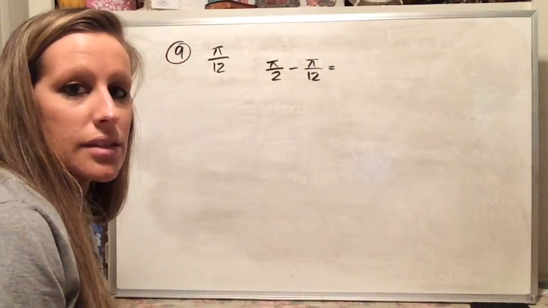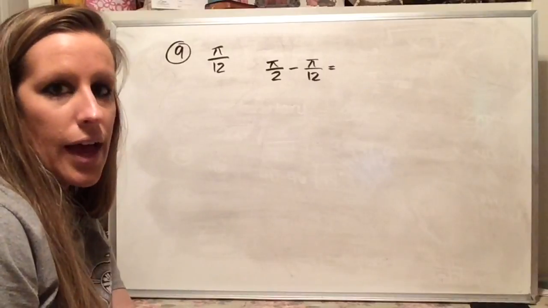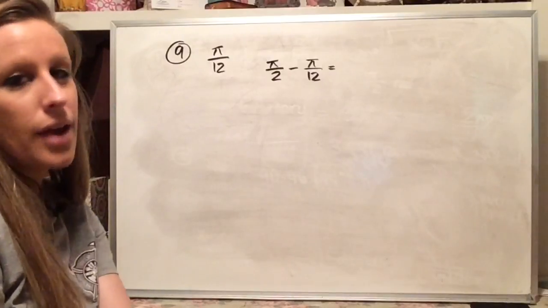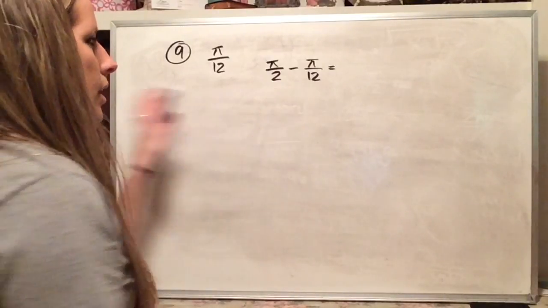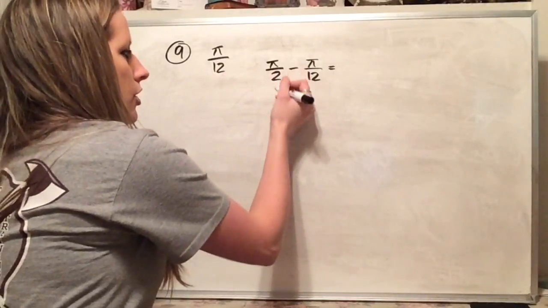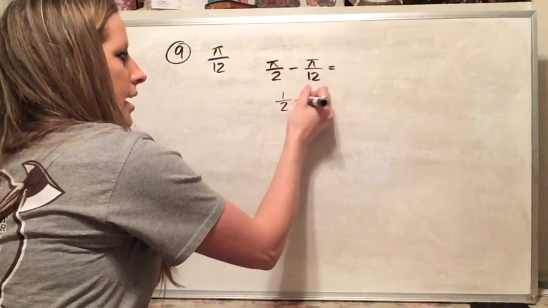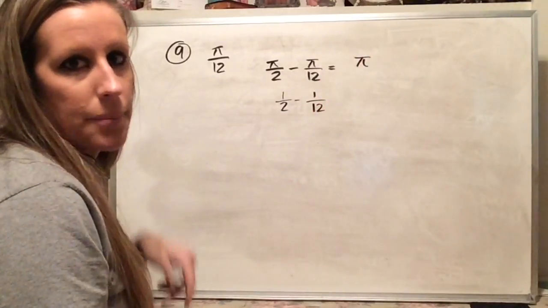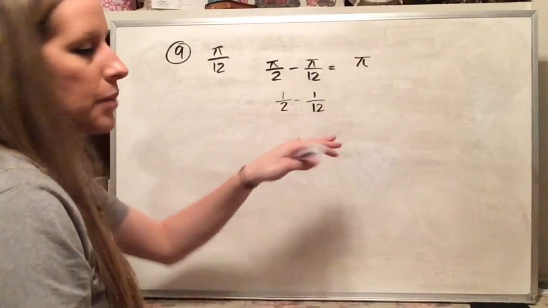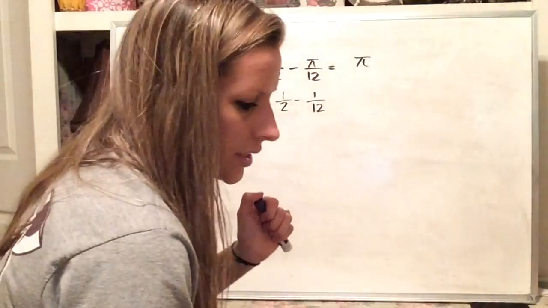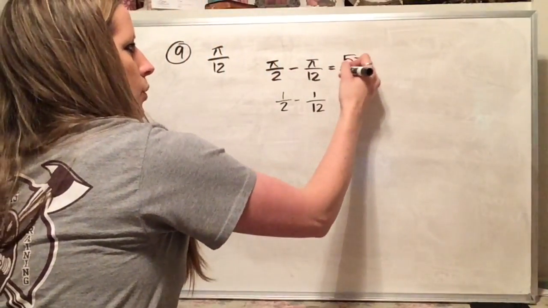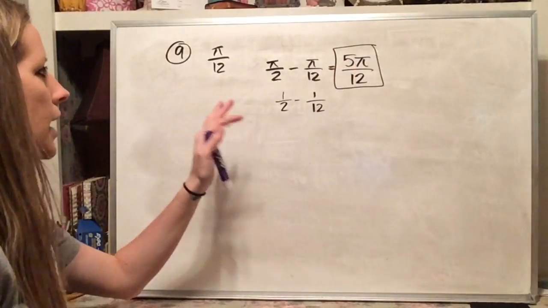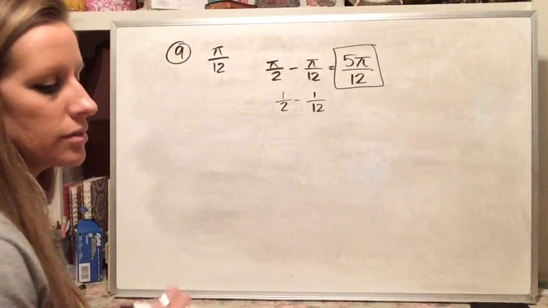Okay, and I like to leave my answer in terms of pi. If it doesn't specify, always leave it in terms of pi. That way you have an exact answer. You're not rounding. So in your calculator, to bypass the whole pi thing, you're going to put in 1/2 minus 1/12, and then our answer is still going to be in terms of pi. Okay. So what is 1/2 minus 1/12? Change it to a fraction, and you get 5/12. Okay. So my complement would be 5 pi over 12 radians.